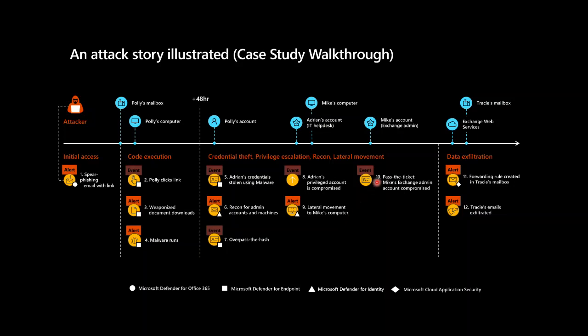So what does he do next? He's doing pass-the-hash for Mike as an Exchange admin because he wants to exfiltrate data across multiple users by setting forwarding rules to other mailboxes, like Tracy as another user, and then exfiltrate Tracy's emails.